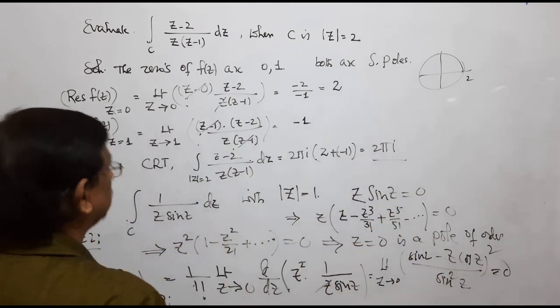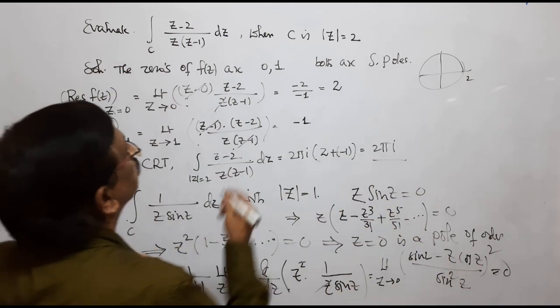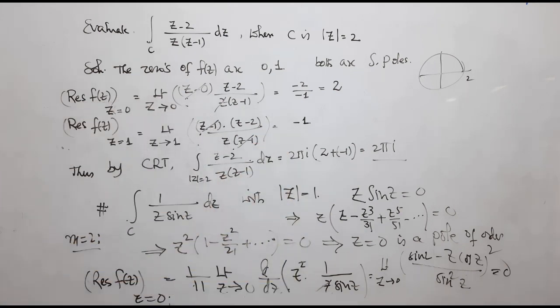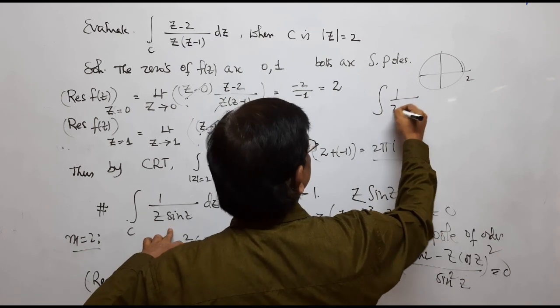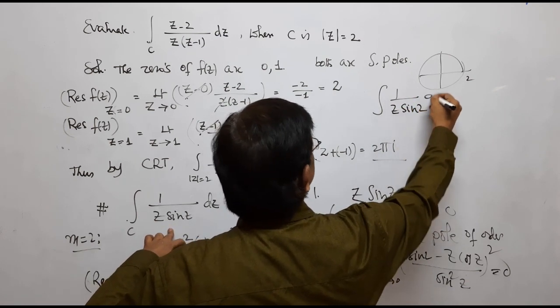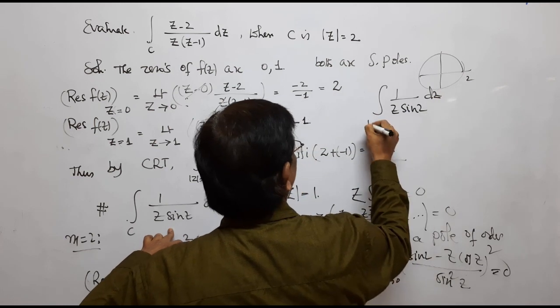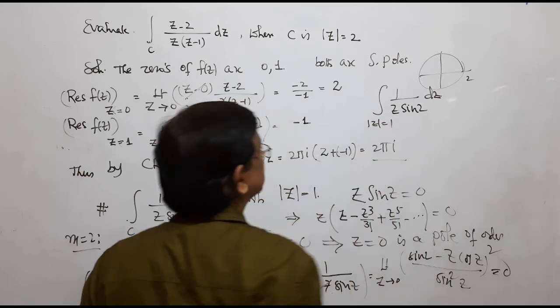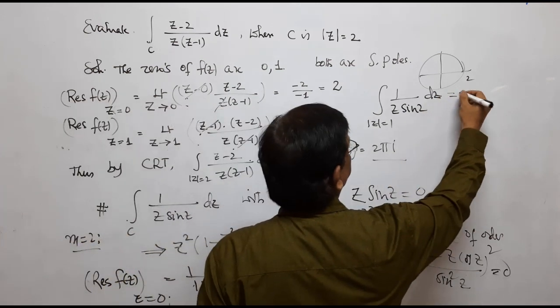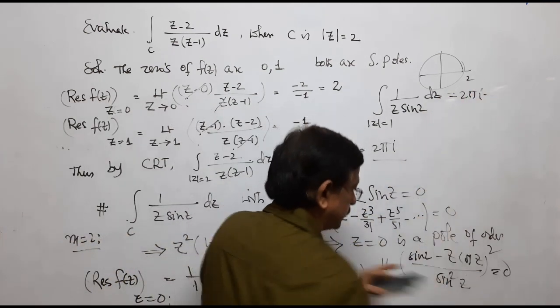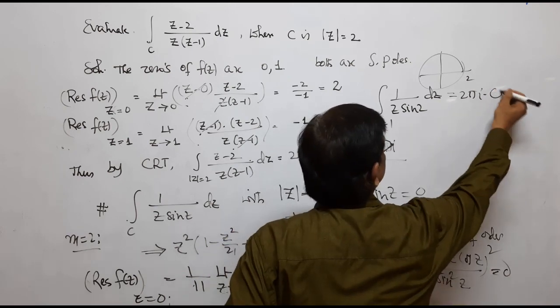So what is the integral? Now I have the integral. Sin z minus z cos z, if you evaluate, that is 0. So the integral of 1 by z sin z dz over the circle C, mod z equal to 1, is equal to 2 pi i into the residue, which is 0, which is 0.